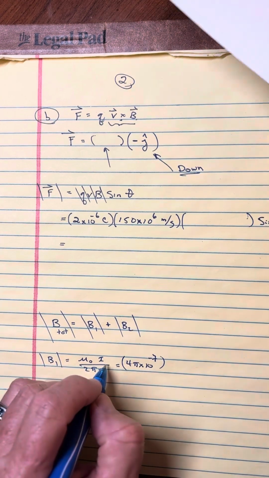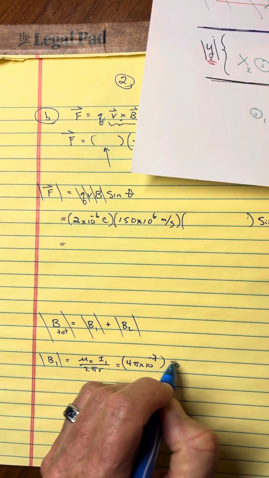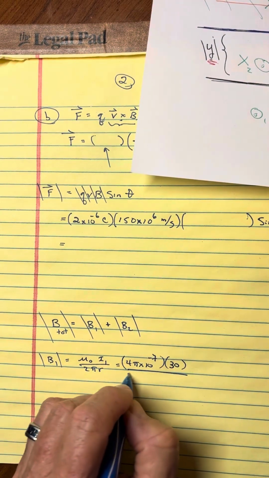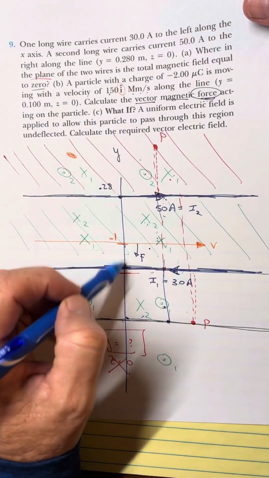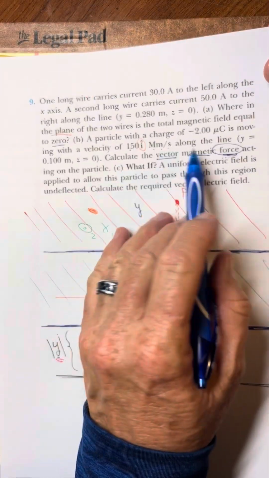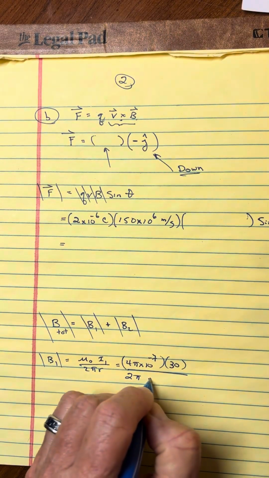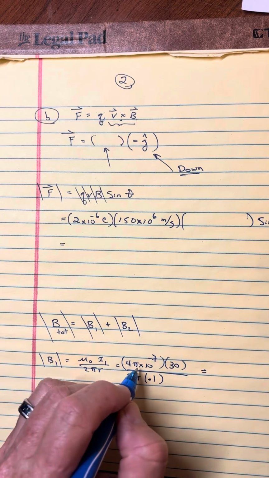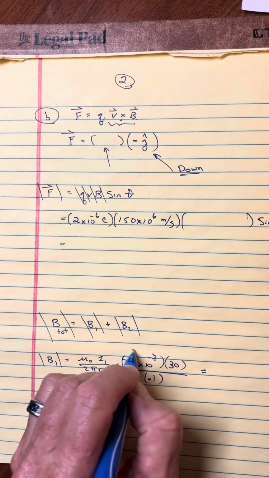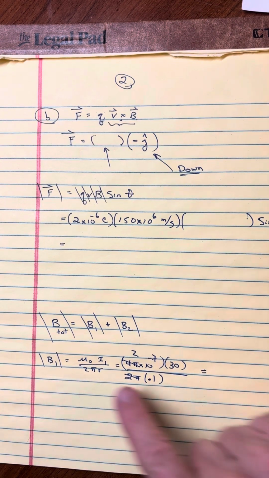And for number 1, we would have current number 1, which is our 30 amps. And then we would be dividing by 2 pi. And the distance away is the 0.1 meters here from that line. And so we got 0.1. And that would give me the amount for field number 1.